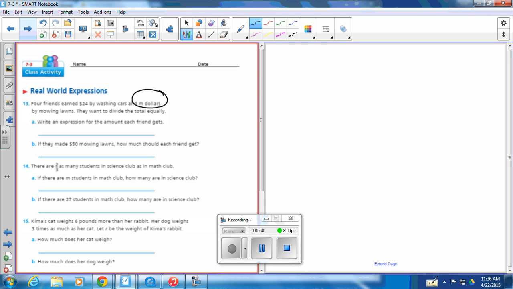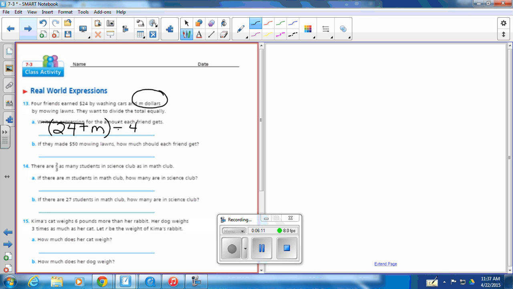Okay, so first we need to know that we need to write an expression. Okay, and we know that there are 4 friends that are dividing it equally amongst themselves. But there's also this amount that we don't know. So we know the amount has to come first. We have to figure out the amount. So they earned $24 by washing cars and M amount for mowing lawns. And then they took that amount and divided it by all of them equally. So that would be our expression.